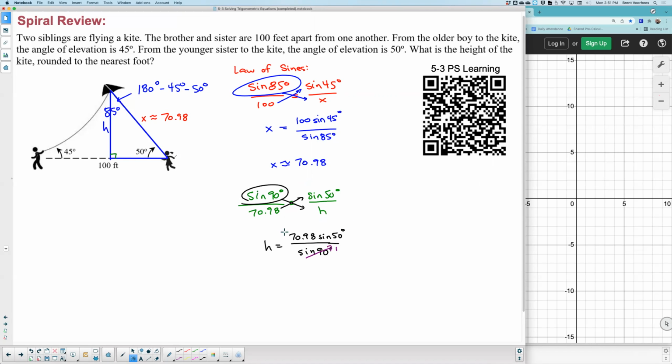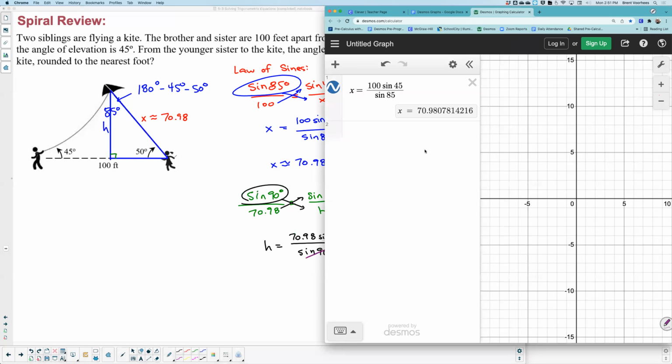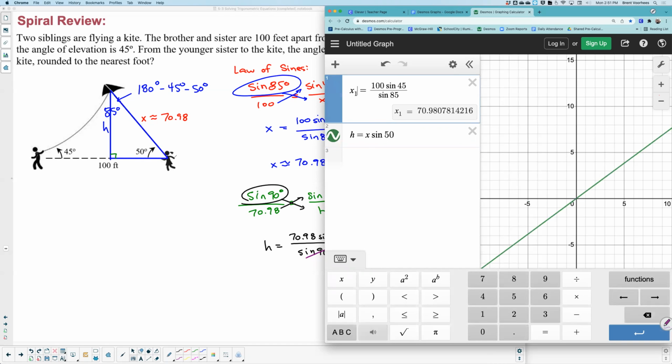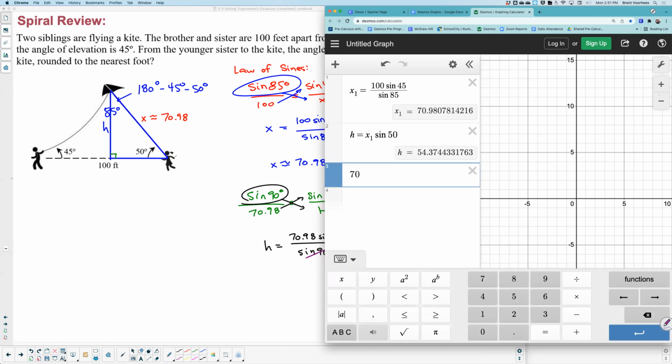Something else in my calculator, since I typed this in as X already, I could just do X sine of 50. H equals X sine 50. And that should give me an answer. Yeah, there's the height. And if you're not sure, you could just type in 70.98 sine of 50, and you see, you do get the same answer. And so to the nearest foot, our answer would be 54 feet.